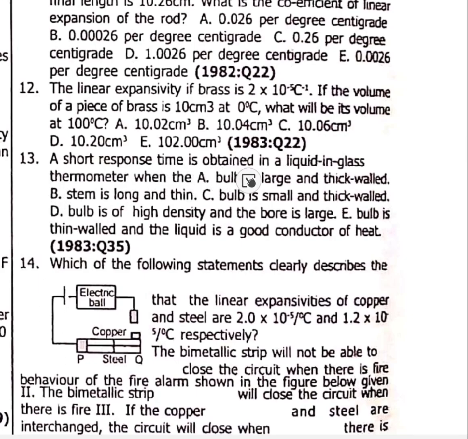A short response time is obtained in a liquid in glass thermometer when, remember, we touched a similar thing. Now we say higher thermal conductivity, when the bulb is thin walled and the liquid is a good conductor of heat. The glass of the item you put between your armpit to check your temperature is thin, or else the mercury will not quickly fill it. So the bulb must be thin. That's what they mean there.